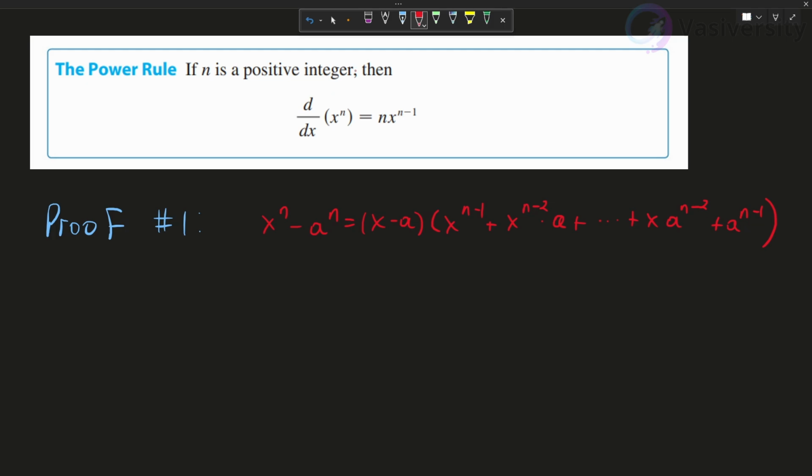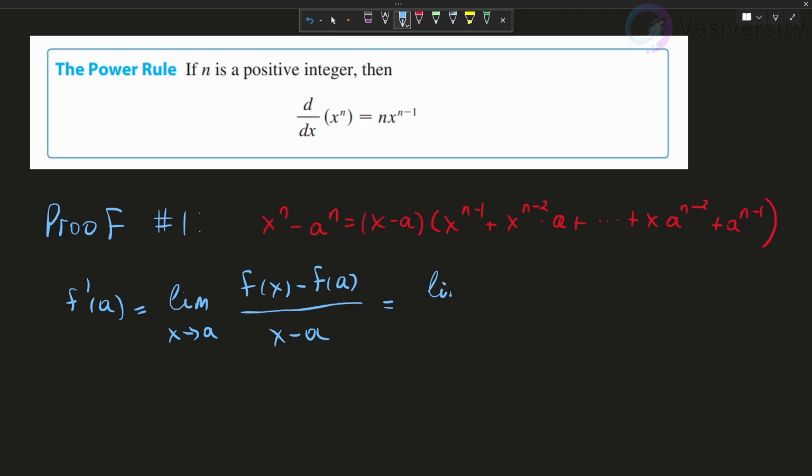Okay, so then what we can do is the following. We're going to find the derivative at point a, which is an arbitrary point. So we have the limit as x approaches a. We're going to use the first definition of the derivative, so it's f of x minus f of a over x minus a. That's equal to the limit as x approaches a of x to the n minus a to the n over x minus a.